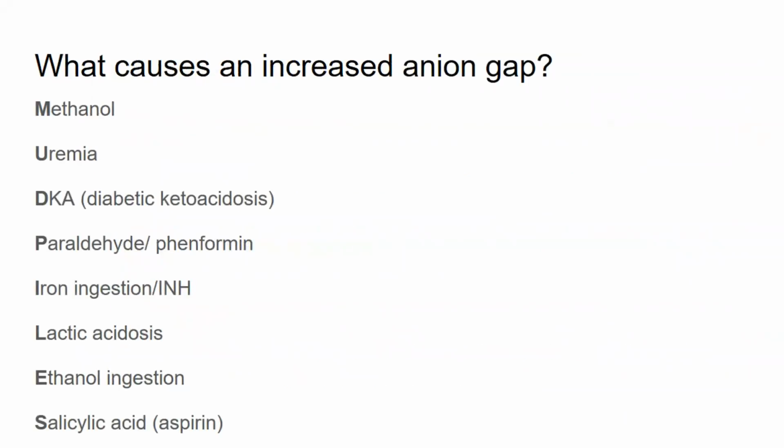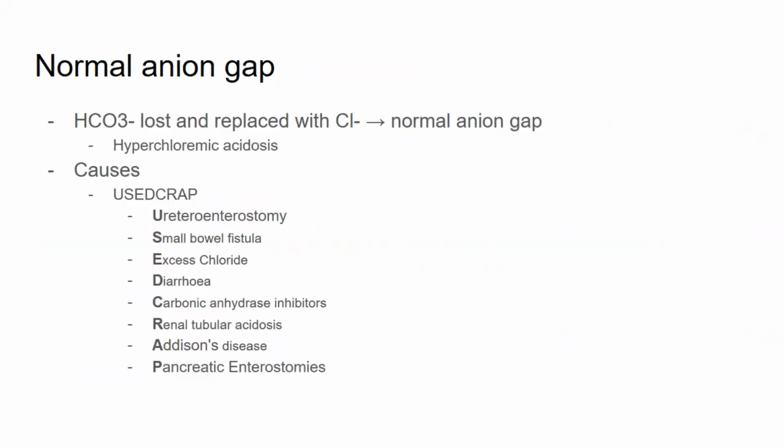And this is just a mnemonic that's in there to show you what can cause a change in the anion gap. Probably the main ones to know are DKA, uremia, and lactic acidosis, and drinking too much alcohol. And then you've got your normal anion gap. This just means that as your bicarb is being replaced, it's still being buffered with chloride, and because of that, the gap doesn't change.